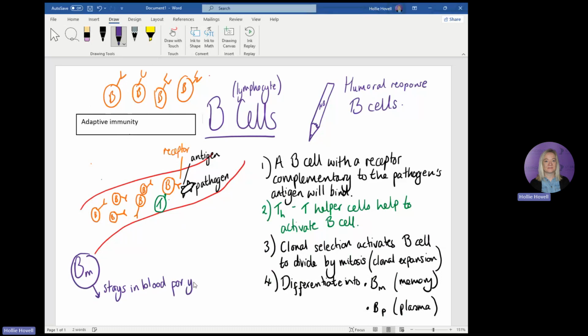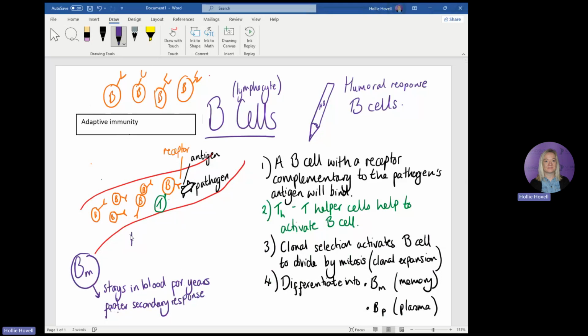And what it does is if you then get infected with a pathogen that's got these same antigens again, you'll already have lots of the right B memory cells, so you'll be able to respond faster the second time you're infected. So rather than having to do trial and error of all these different types, you've actually already got loads of the right type with the right receptor on, and therefore you'll respond faster the second time. So we call that a faster secondary response. It means if you're infected again, you'll respond faster.